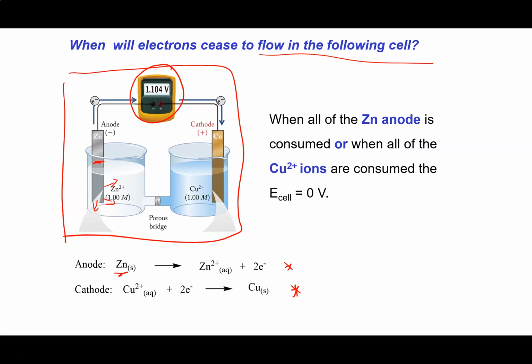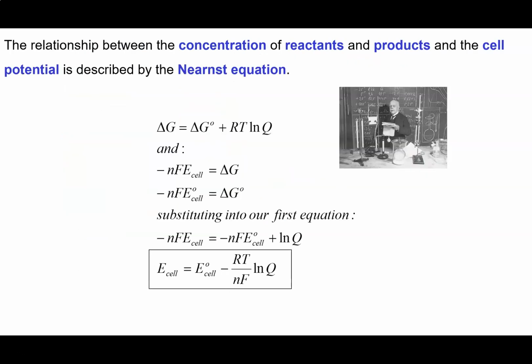The other thing that might happen is that we could consume all of the copper ions, which are plating out onto our cathode here. And if the concentration of those drops to 0, then there's nothing left to be reduced. And as a result, E cell would drop to 0. So when do electrons cease to flow? When we've consumed all of the limiting reactant. So eventually the cell potential will drop to 0, right? This cell potential is not fixed. It's going to vary as the reaction progresses.